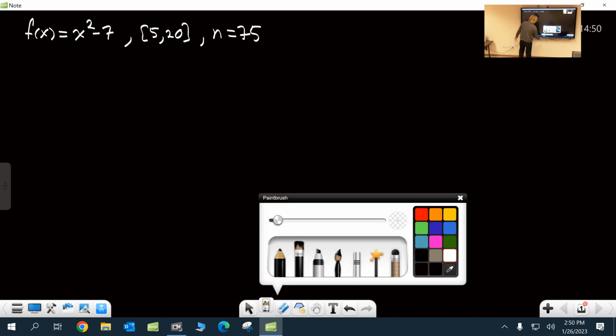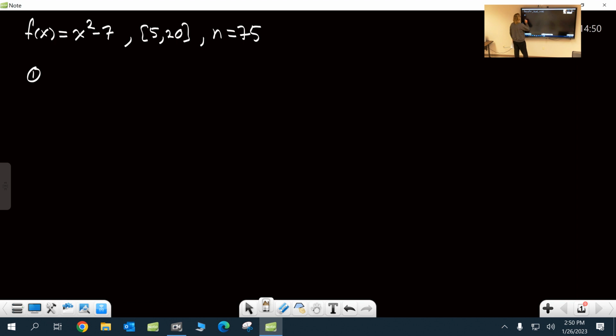All right, so let's do this slowly. The first thing that we will always do is find delta x. Delta x is the distance between each rectangle, so the width of all of these rectangles. With our information right here, we get 20 minus 5 divided by 75, and that will simplify down to 1/5. Now this delta x will stay the same for both Riemann sums. We are only going to look at the left Riemann sum and the right Riemann sum.